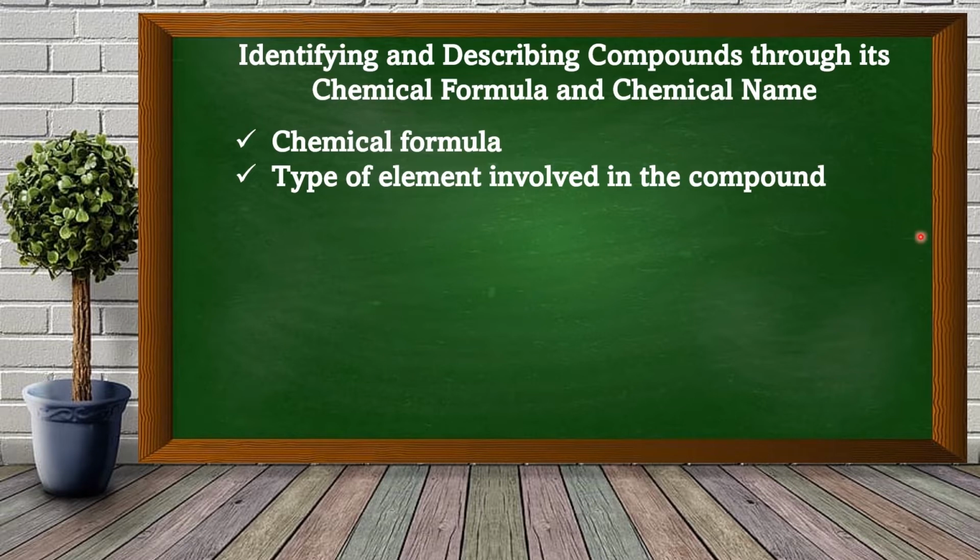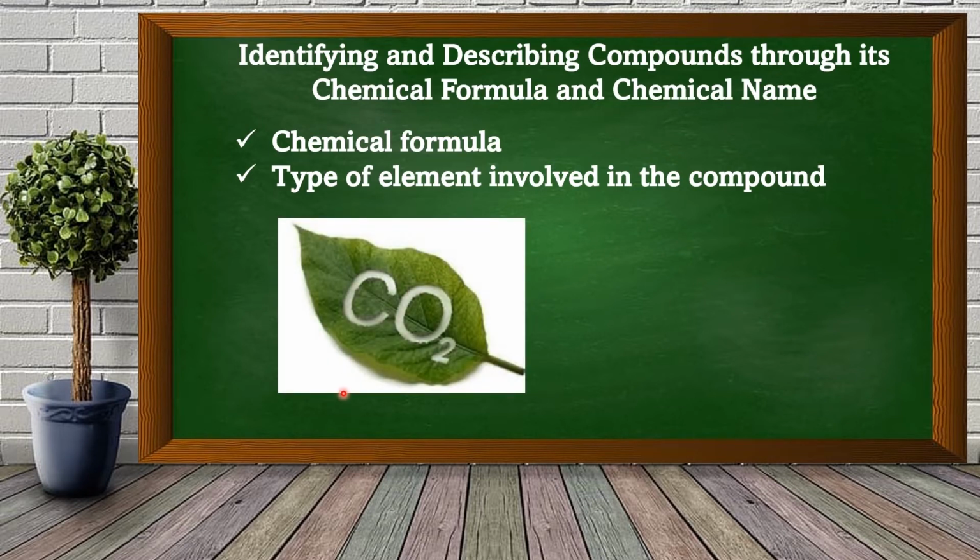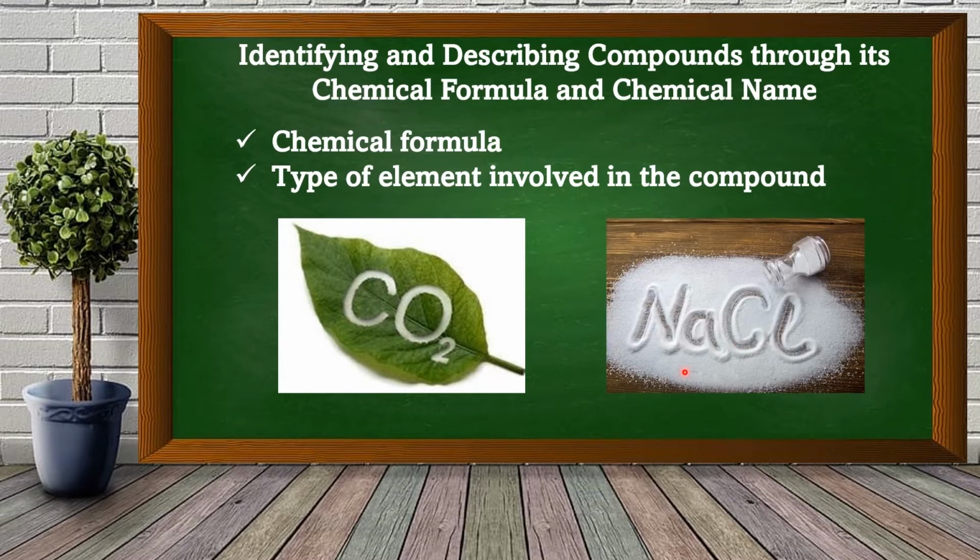For example, carbon dioxide. The chemical formula is CO2. This means that this is an example of covalent compounds, since the elements involved are non-metals, namely 1 carbon atom and 2 oxygen atoms. Moreover, sodium chloride with a chemical formula of NaCl is an example of ionic compound, since the elements involved in a compound are sodium, which is a metal, and chlorine, which is a non-metal.